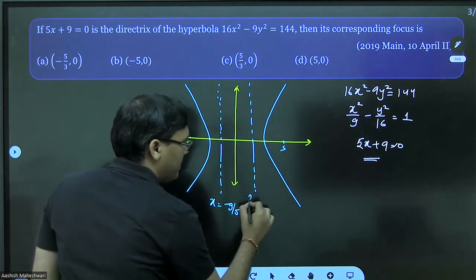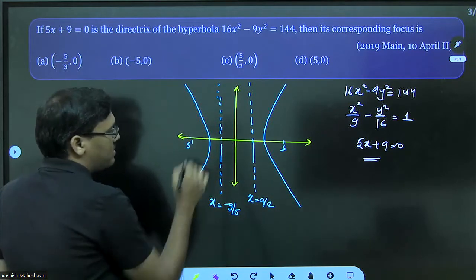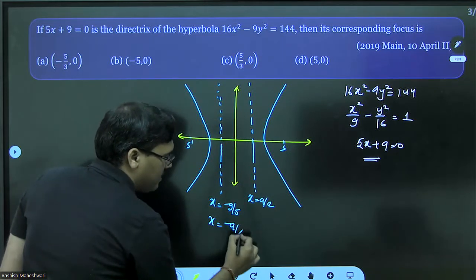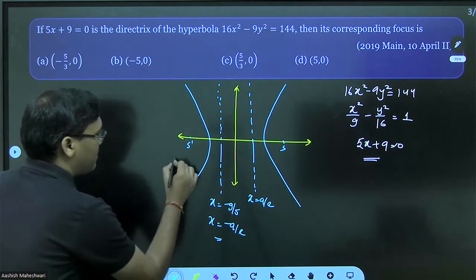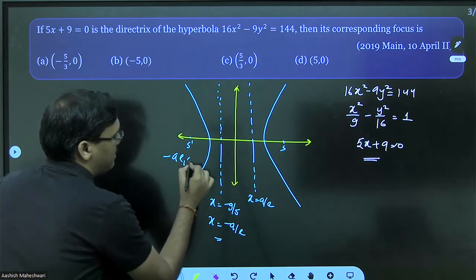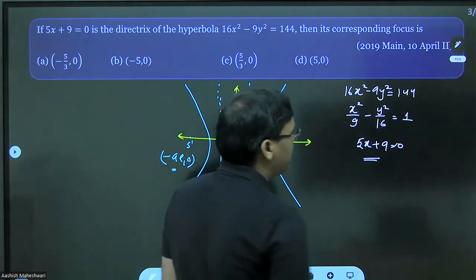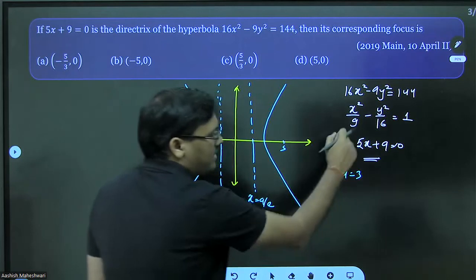The directrix is x is equal to a by e. If this is the focus, then the corresponding directrix is x is equal to minus a by e. So this is negative, that is why I have taken this. So what is the corresponding focus? You can say this is minus AE comma 0. What is A? A is equal to 3.